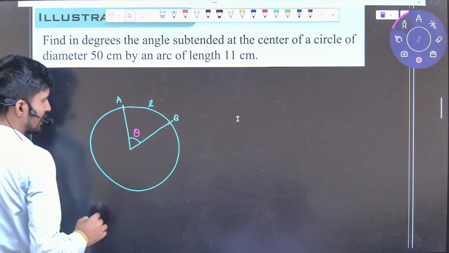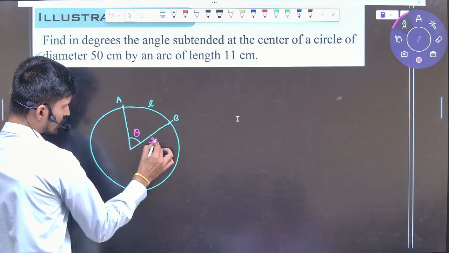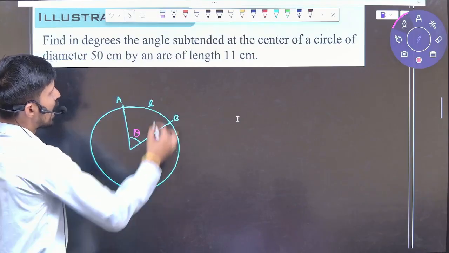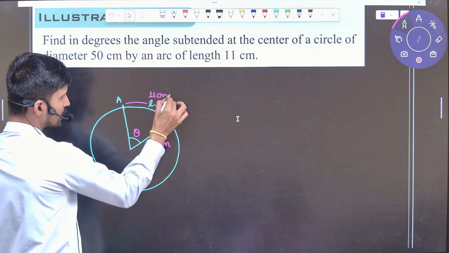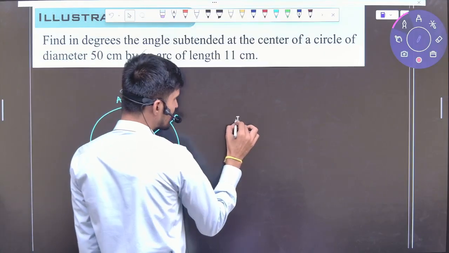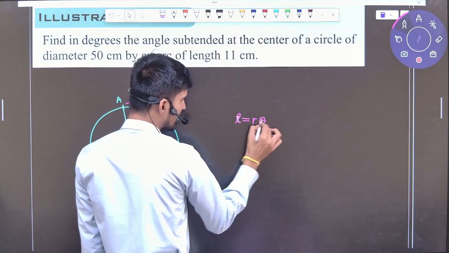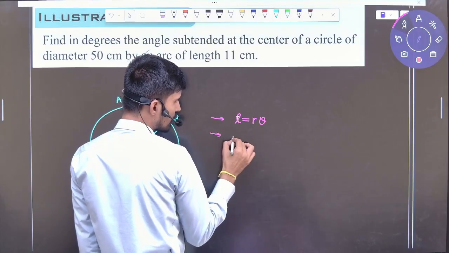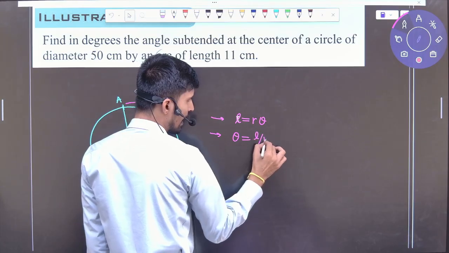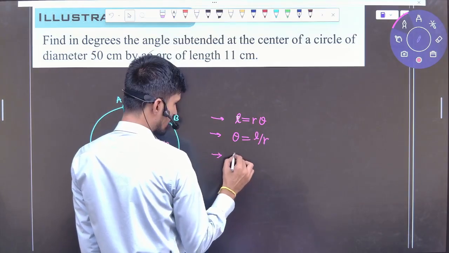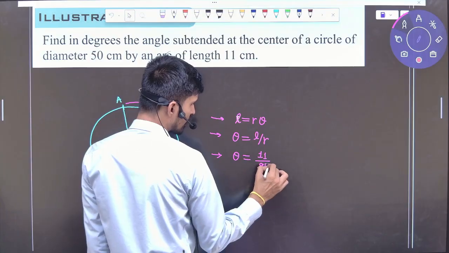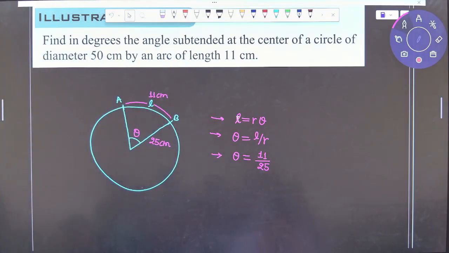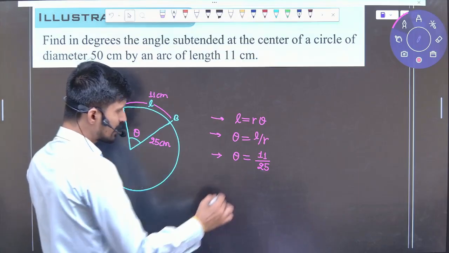Diameter is 50 centimeter. It means what is radius? 25 centimeter. Arc length is 11 centimeter. What is this arc length? 11 centimeter. So we can write here L is equal to R theta. So what will be theta? L by R. So theta, what will be L? 11. What is radius? 25. So this much radian.